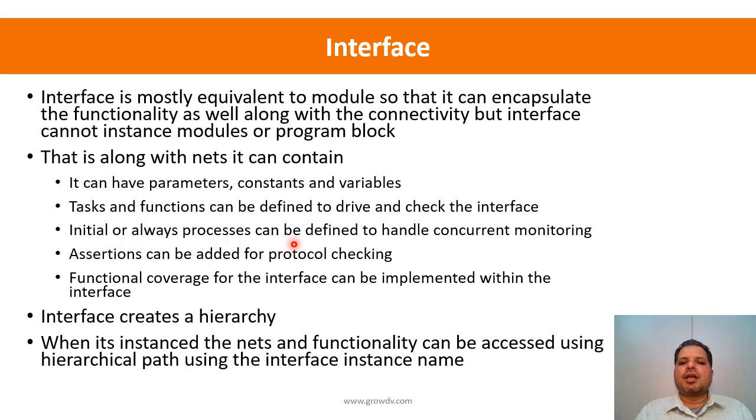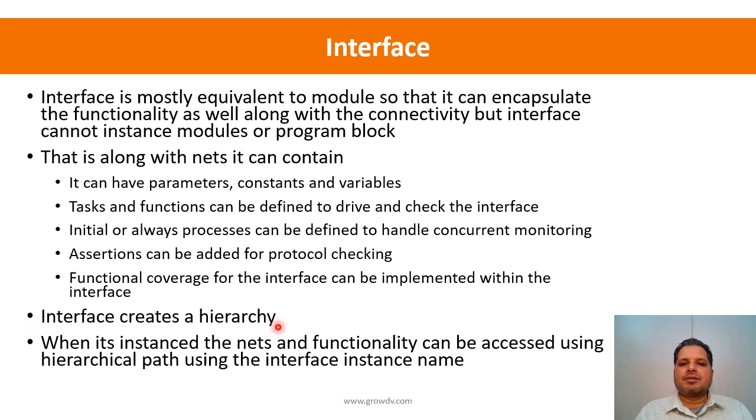And your initial and always blocks can be defined for concurrent monitoring within the interface, which is useful. Assertions can be added for protocol checking within the interface, which is also useful. And the functional coverage for the interface can be implemented within the interface construct, and is also useful, because once we do this, anytime you instance an interface, all of these checks and coverage automatically become available. So that's a benefit you gain.